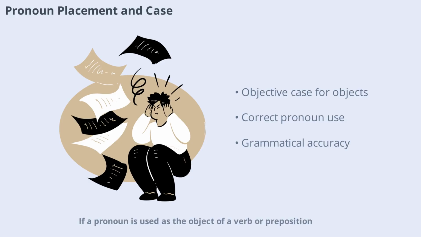If a pronoun is used as the object of a verb or preposition, it must be in the objective case. For example, I saw him driving the car, not I saw he driving. This rule ensures grammatical correctness in your sentences.